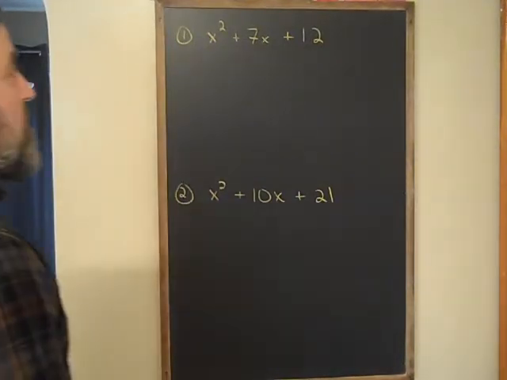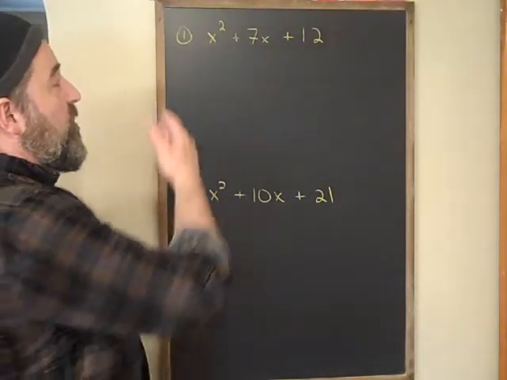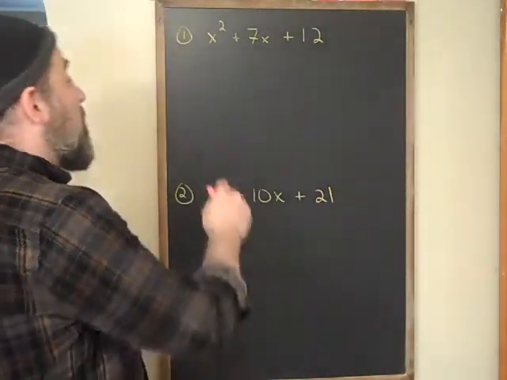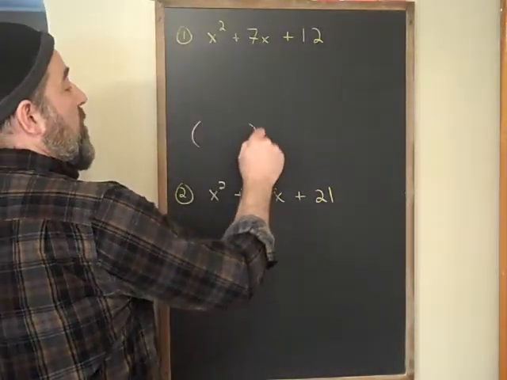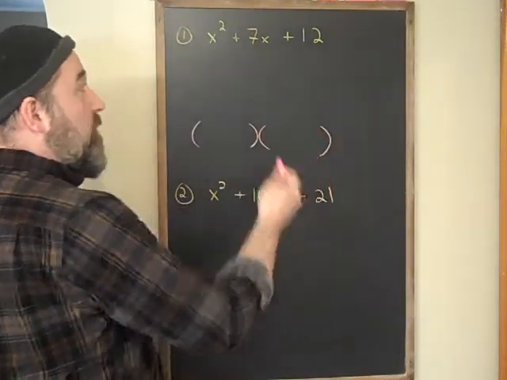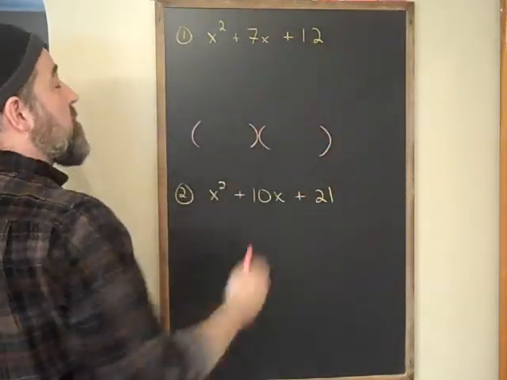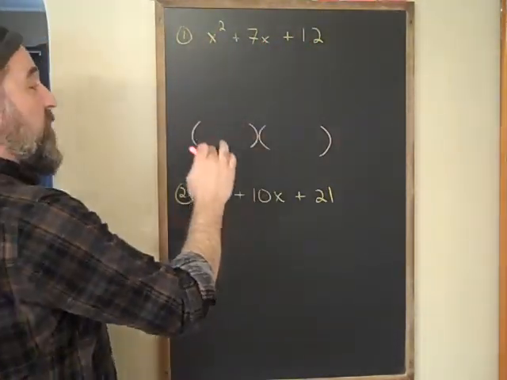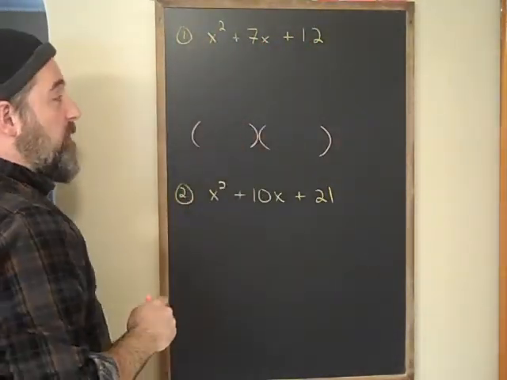Okay, let's take a look at example 1 now. We have to factor x squared plus 7x plus 12. Well, we can set ourselves up with two binomials, because all these trinomials of the form x squared plus bx plus c are going to factor to be a binomial times a binomial.